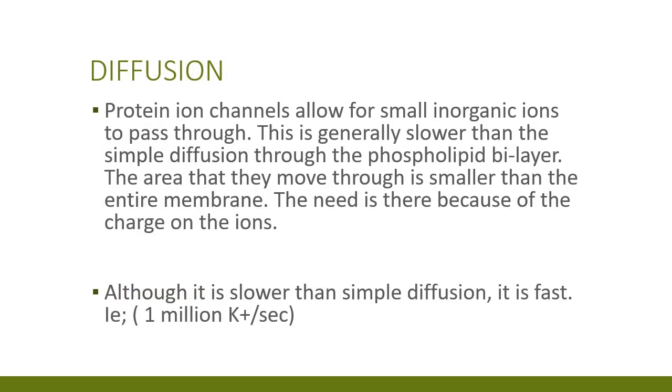So diffusion, in reality, in the body, we have protein ion channels that allow for small inorganic ions to pass through. This is generally slower than simple diffusion, where you can just have things pass right through the phospholipids. The area they move through is smaller than the entire membrane, but the need is there because of the charge, right? Although it is smaller and slower, it actually moves pretty fast, and about 1 million potassium ions per second can move through those ion channels.